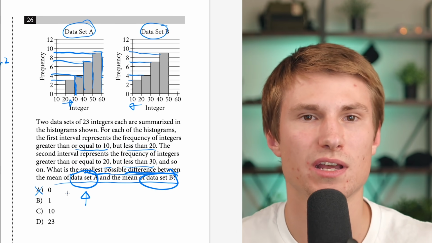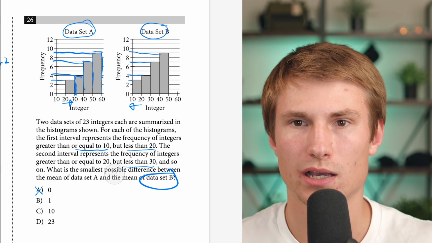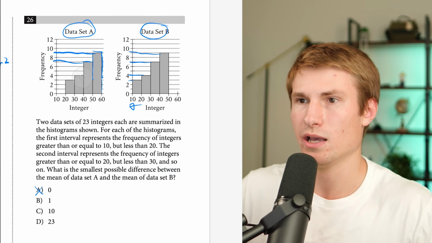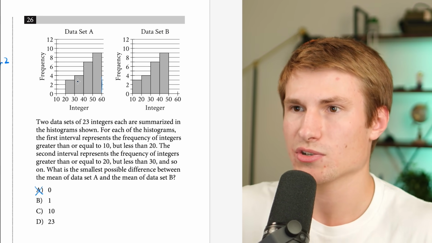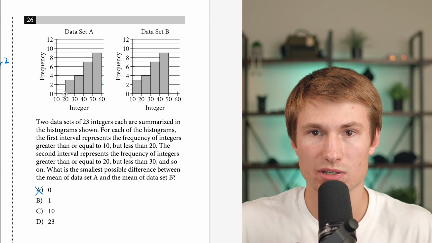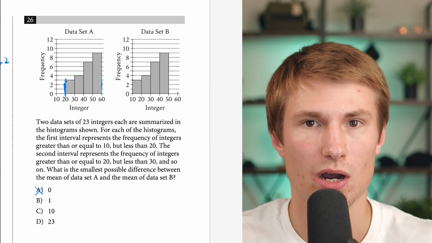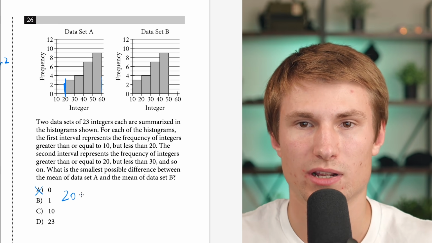So let's start with getting the minimum value of data set A. Let me go ahead and go up here. So minimum value of data set A. What we would do to set this up is we would start by getting the lowest value from our first bar. So that's going to be 20. So we're getting our minimum value of A.